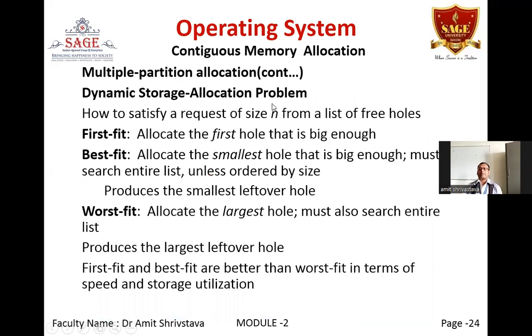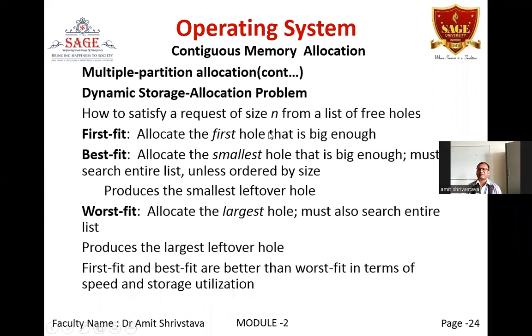Now, the dynamic storage allocation problem. How to satisfy a request of size n from a list of free holes? So suppose we have got a list of free holes. Which hole is to be allocated? We can make use of three different schemes for that: first fit, best fit and worst fit. The first fit algorithm says to allocate the first hole to the new process. The hole should be large enough or big enough to accommodate that process.